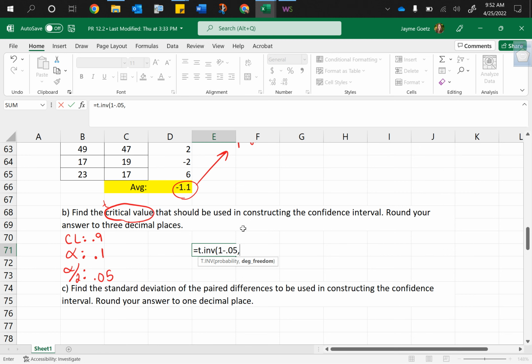What was my sample size with these? How many values did they give you in the population? 7. There were 7 values. So what is my degrees of freedom going to be? 6. Very good. So my t-value here is 1.943. They want me to round to 3 decimal places. So I'm going to say t is approximately 1.943. Okay?